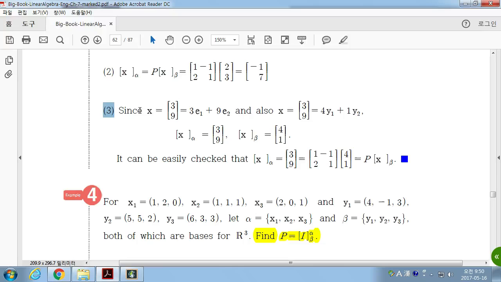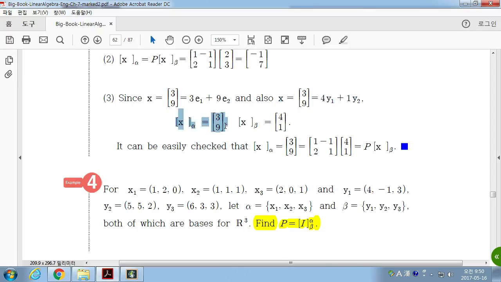part 3. And when x can be written as the linear combination of 3 times e1 plus 9 times e2, and x also is a linear combination of y1 and y2. Okay, you can easily find those. This just is natural, and you have to solve the linear system of equation to find this 4 and 1. Then you have x alpha, the coordinate vector of x with respect to beta here. Then you can easily check. Just if you multiply this 4, 1 to the matrix P, then you have 3 and 9, which is coordinate vector of x with respect to alpha.